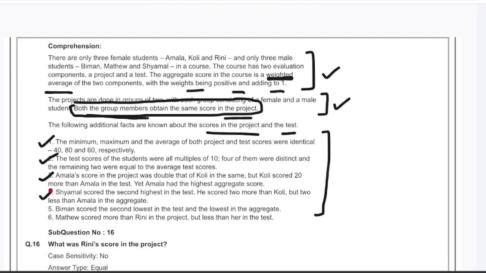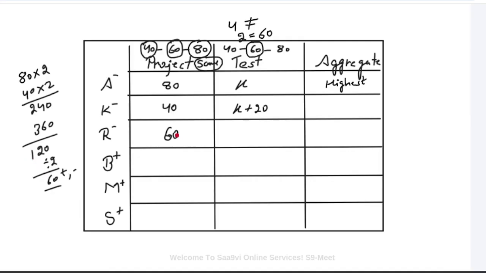Shyamal scored the second highest in the test. So Shyamal got second highest in the test. So this is second highest in the test. The upward arrow shows highest.